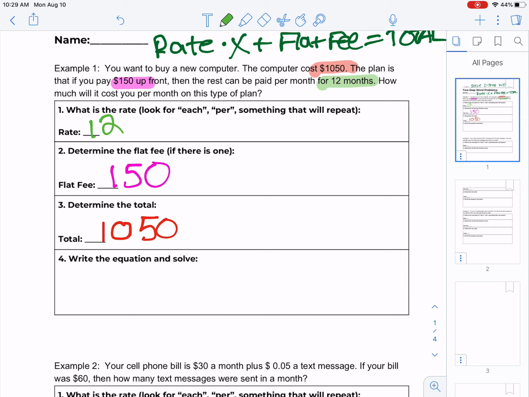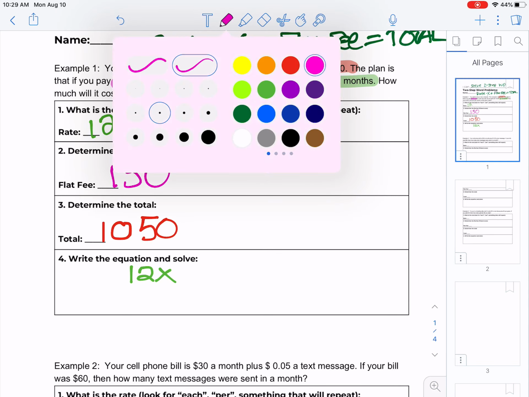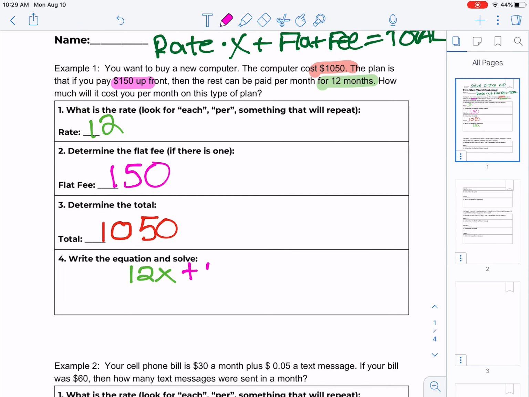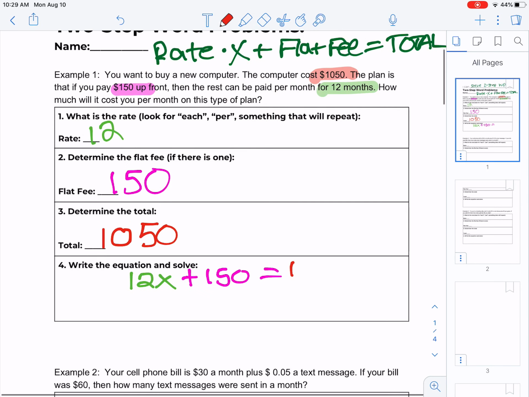So if we put our equation all together now, we always put our rate in front of the x, so it would be 12x. And then we plus our flat fee, so plus 150. And then equals our total. Our total is $10.50. The computer costs $10.50.